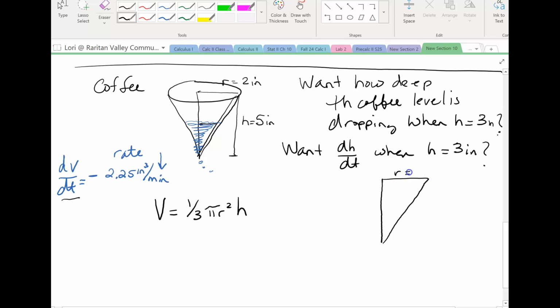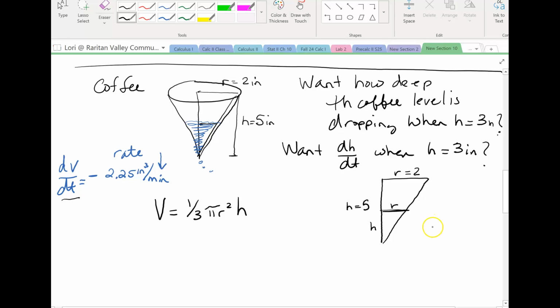So up here, my radius is 2. My height equals 5. But at this point, I also have a radius and a height. In fact, you could make what we call similar triangles. You got the little triangle and the larger triangle. So that gives us a relationship between R and H that we can use.